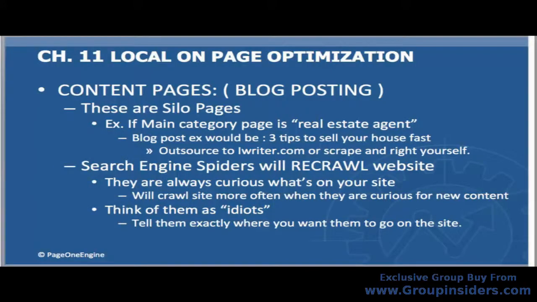So now on to the content pages, or what we call blog posting pages. Now these pages are the silo pages underneath the main category. So for example, if your main category page is real estate agent, a blog post that you would want written would be something like 3 tips to sell your house fast. Now inside that article, you're going to link back to your main category page with an anchor text that relates to the category page. So you can outsource these to iWriter.com, or you could scrape the internet, find a related article, and just rewrite it yourself.